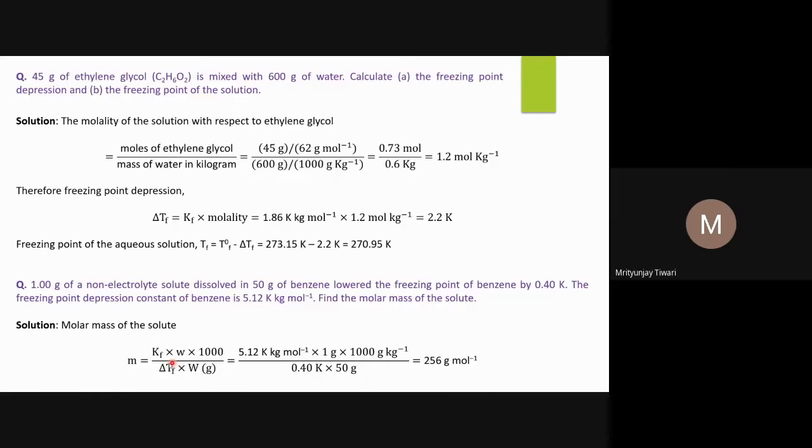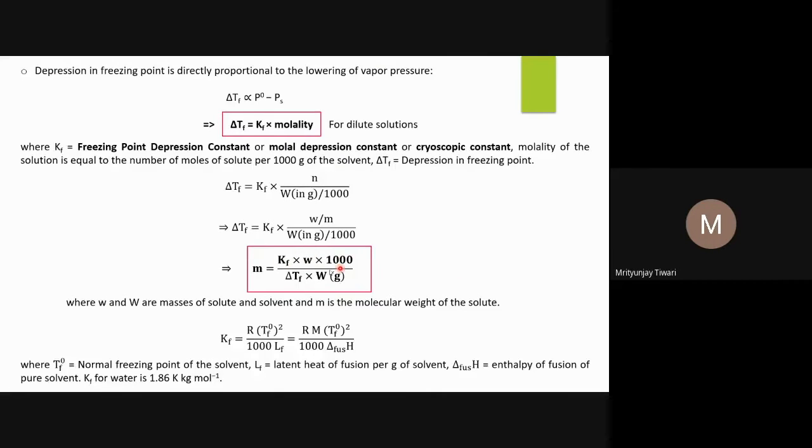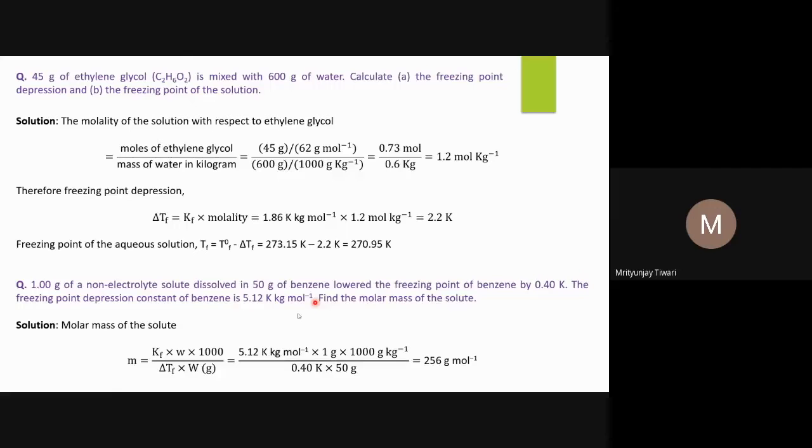So the molar mass of the solute will be M equal to Kf into W into 1000 divided by delta Tf into W. This value we can put directly. The value of Kf is given here, the freezing point depression constant, 5.12 Kelvin kilogram per mole, into the mass of the solute.